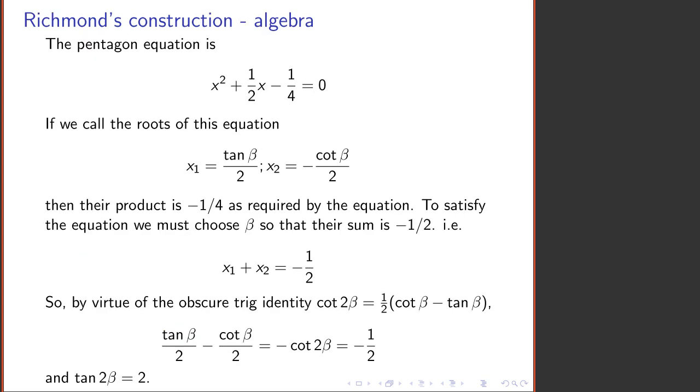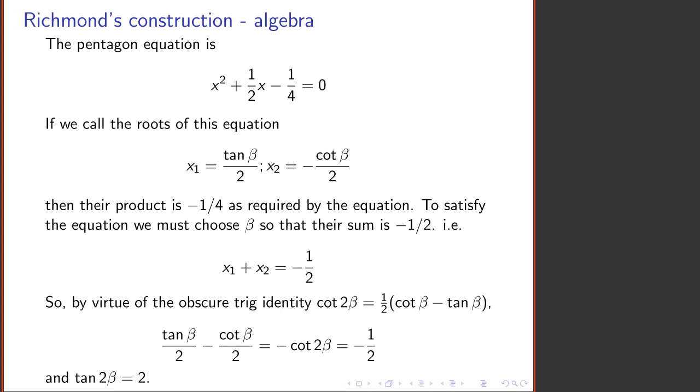Richmond is an English mathematician from the late 19th century. He is most famous for his construction of the regular 17-sided polygon, but a similar strategy can be used to construct the regular pentagon, and it makes very clever use of trigonometric identities. So here's our equation again, and now I say I can basically eliminate one variable if I call the first root tangent of beta over 2 and the second root negative cotangent beta over 2. Then when I multiply x1 times x2, no matter what the value of beta may be, my numerator is tangent times cotangent, which is 1, and therefore the product of these two things is negative 1/4.